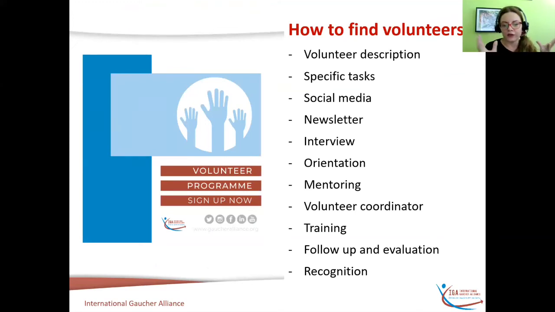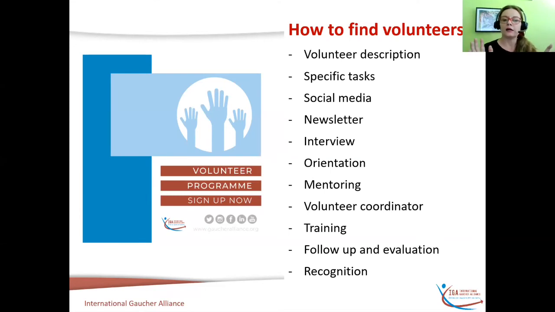Okay, how to find volunteers. This was something that I realized: before in IGA, before we had this structure, we actually went up to people from our member organizations or people that we know are active on Facebook or social media, and we would say to them, "Oh, would you like to volunteer? How are you? Are you interested in doing this or that?" And it was very like a closed circle, if I may say that.